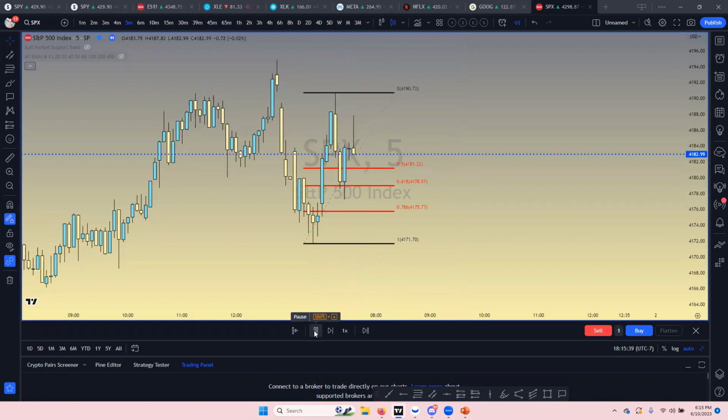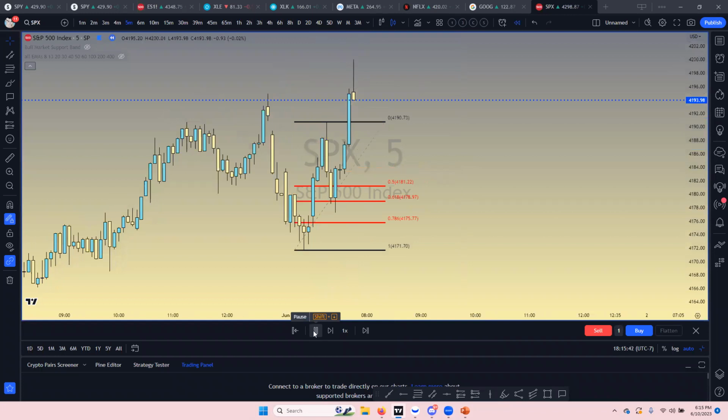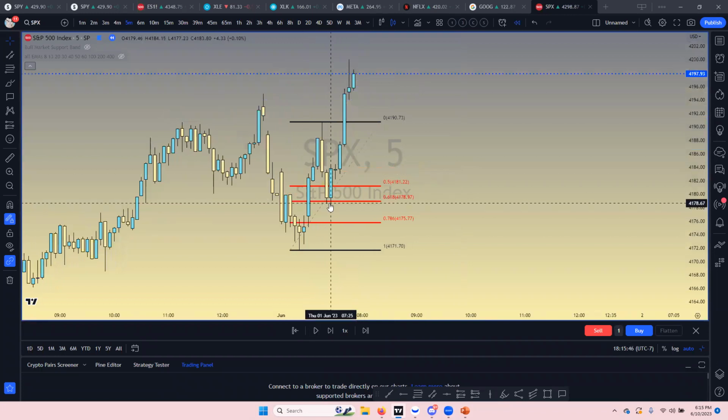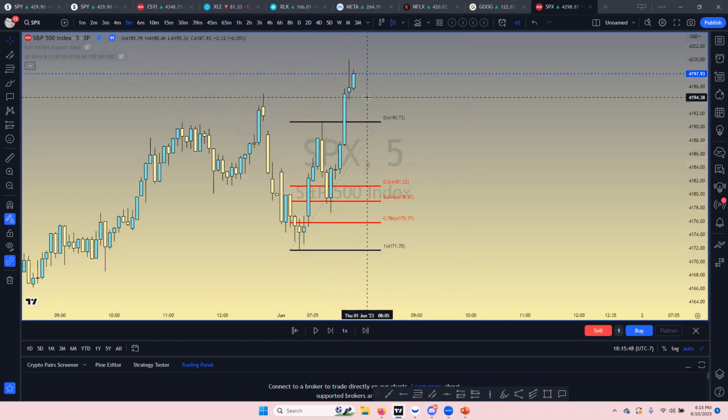And in this case, it ended up being, let's see, they bought it right here up to 0.618. Right here, you could have been done for the day, right? Oh, let's move the chat here.